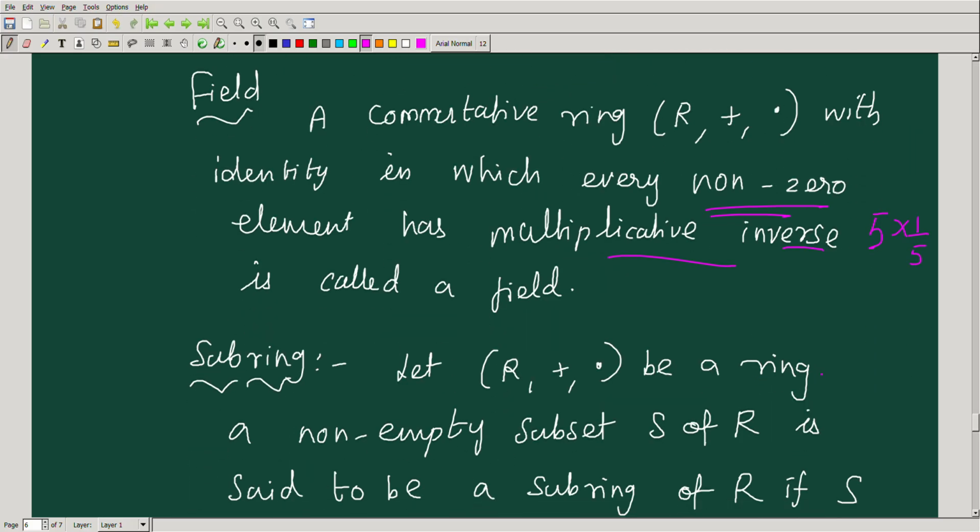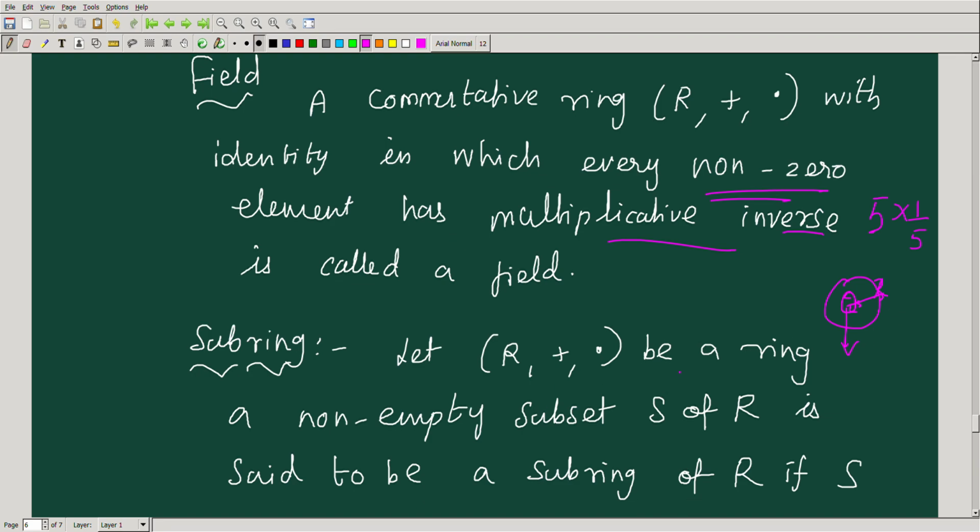Subring, the same concept as subgroup. You have to consider a subset of a set, and that set must be a ring. The subset I am taking should satisfy the ring condition. If that subset also satisfies the ring condition, it is called a subring.